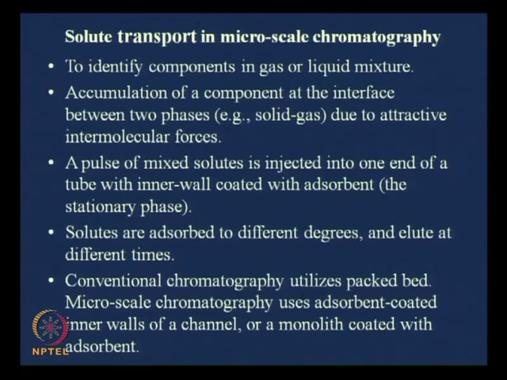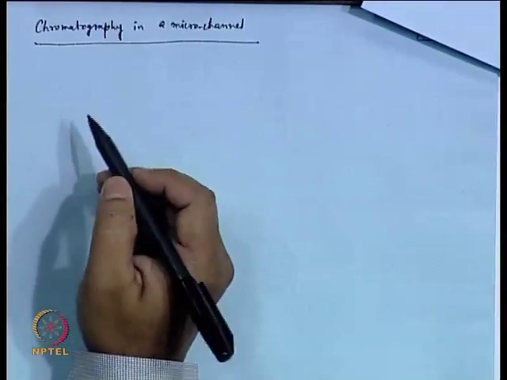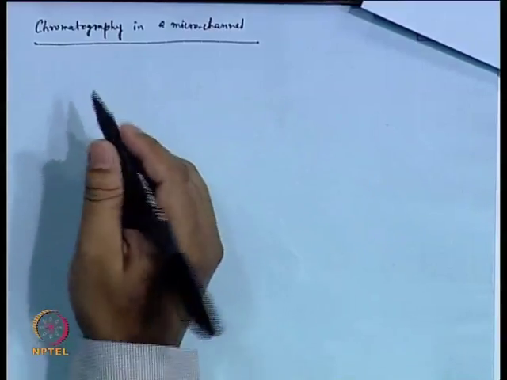Why does something get adsorbed on the wall, and why will something also get dissolved? Because I am saying that a pulse of mixed solute is injected into one end of a tube with the inner wall coated with adsorbent. I am referring to it as the stationary phase, and I am saying solutes are adsorbed to different degrees and elute at different times. Since we have a mixed crowd here, I hope you understand that adsorption and desorption, both processes, can happen simultaneously.